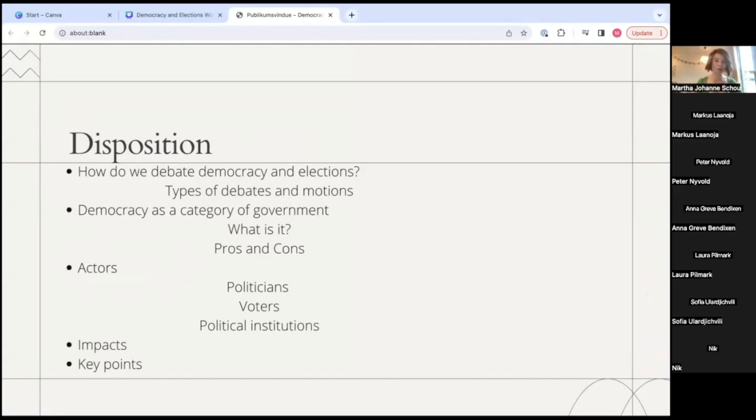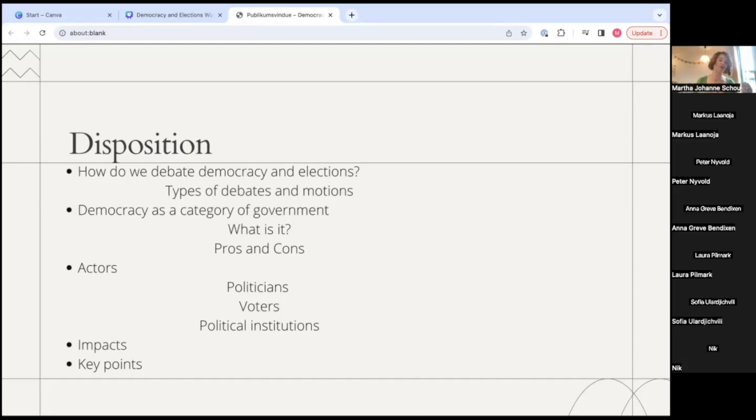And then I'm going to go into a little bit about the actors that are typical for these motions on regime types and democracy, especially politicians, voters, and what I've decided to call political institutions. Most of the time they're called democratic institutions. But in this PowerPoint, I'm going to talk about democracy as a regime type, as a category of government, since in the global debate network, democracy isn't always seen as an a priori good that we talk about in debate. It is often held against other regime types, etc. But I'm going to talk more about that later.